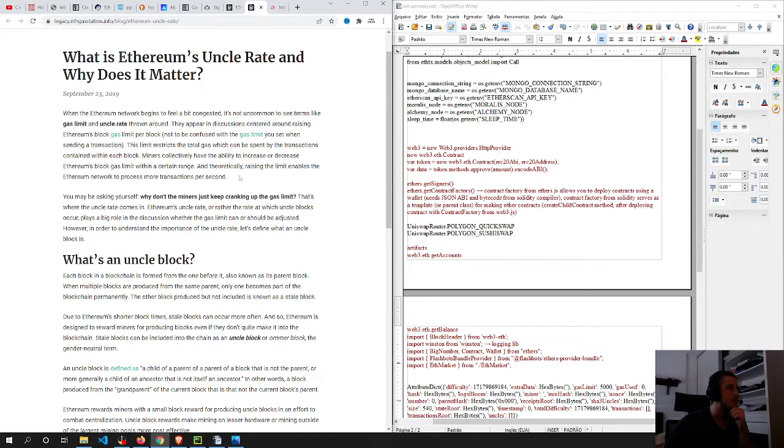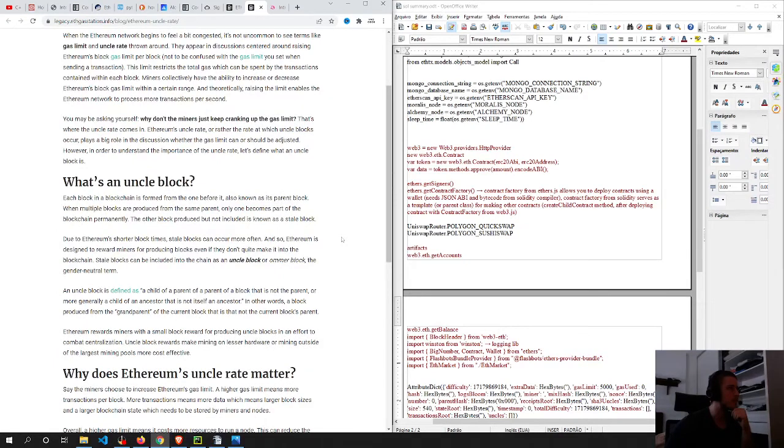Theoretically, raising the limit enables the Ethereum network to process more transactions per second. You may be asking yourself, why don't miners just keep cranking up the gas limit? That's where the uncle rate comes in. Ethereum's uncle rate, or rather the rate at which uncle blocks occur, plays a big role in the discussion of whether the gas limit can or should be adjusted.